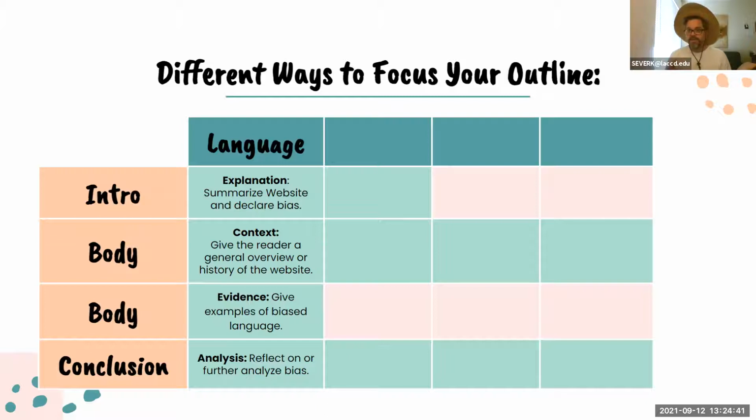Let's talk about immigration. If a website is using words like illegal immigrant, then it might be biased. If it's using words like undocumented workers, it also might be biased. But here's a way you can outline. You could say, my intro is going to summarize the website and talk about its bias. That gets our reader interested and understanding of what you're going to do. So that might be your first paragraph.